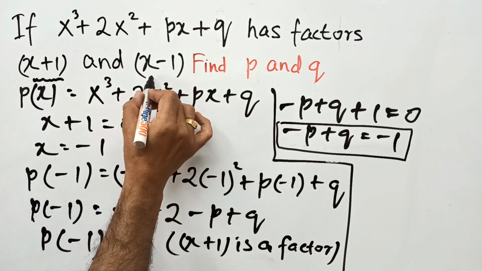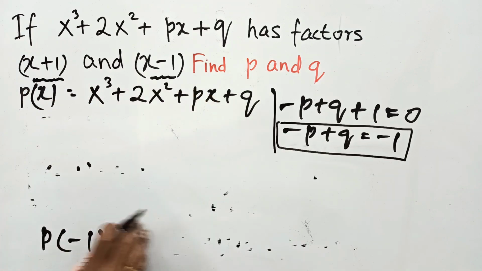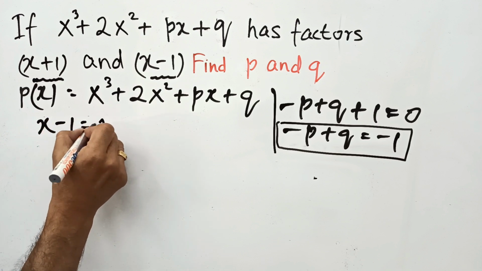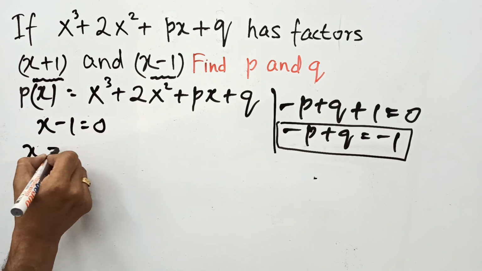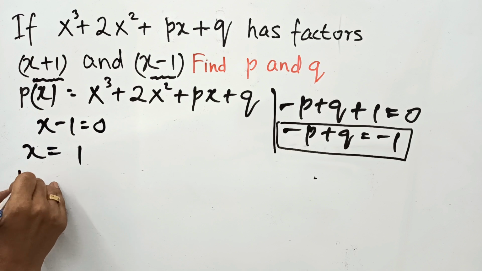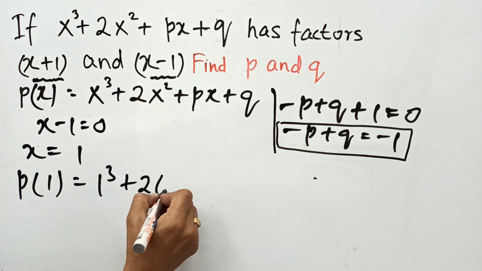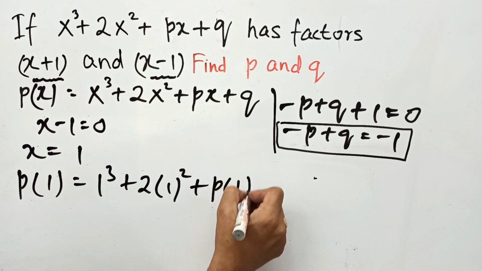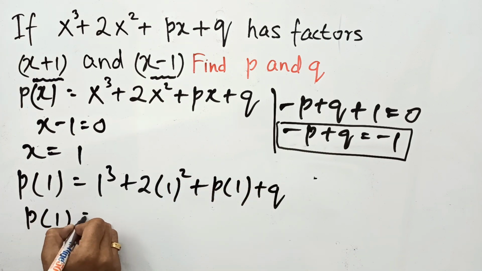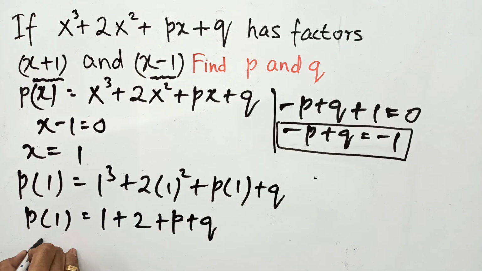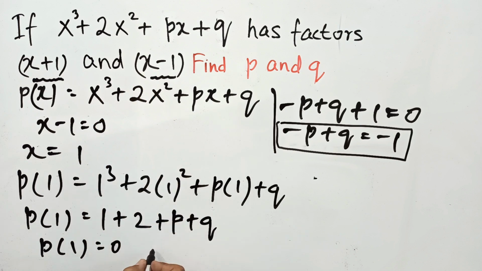Now let us try this one. X minus 1 is a factor. Now x minus 1 is equal to 0. So x is equal to 1. So we'll put here x is 1. Now p of 1 will be 0 because x minus 1 is a factor.